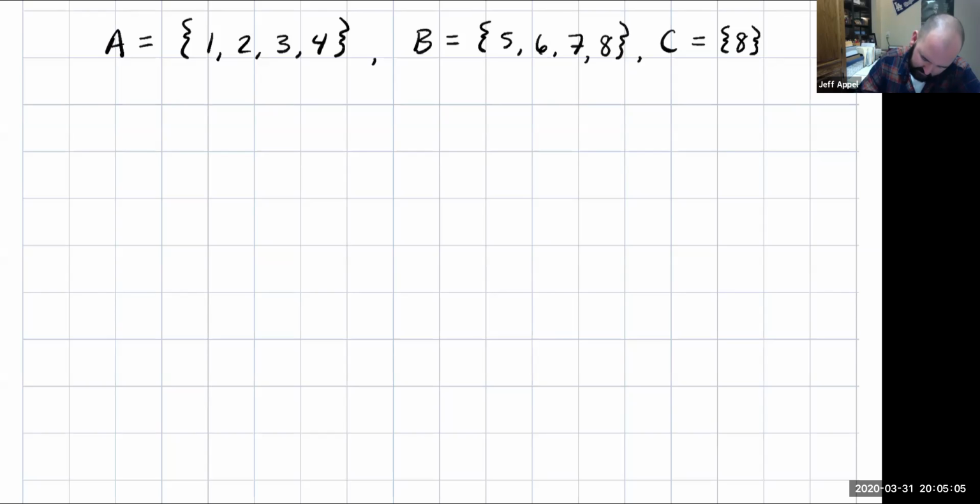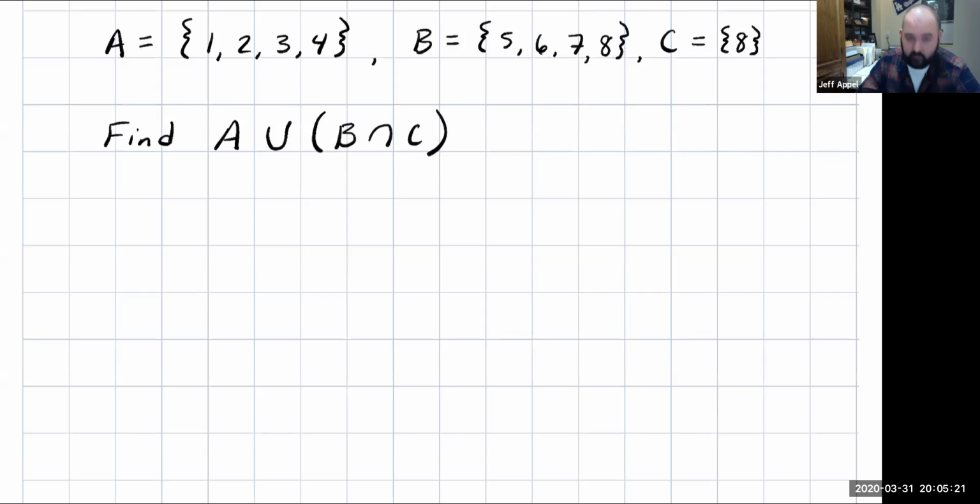There we go. This will work better this way. So let's say that we're asked to find set A, and the union with what? Well, let's union this up with the intersection of B and C. So you may see something like this. What this is telling you to do is first do the parenthesis portion to start, and that would be to find the intersection of sets B and C. So I have to do this first because of the parentheses.